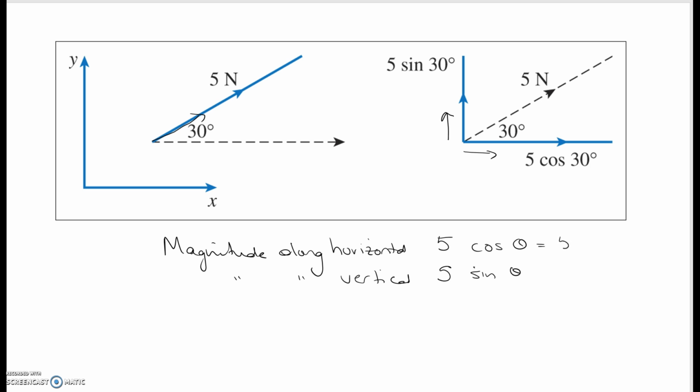Well, in actual fact, it's 5 cos 30 and 5 sine 30, and between them, those two components have the same effect as the original force, 5 newtons in the direction of 30 degrees.